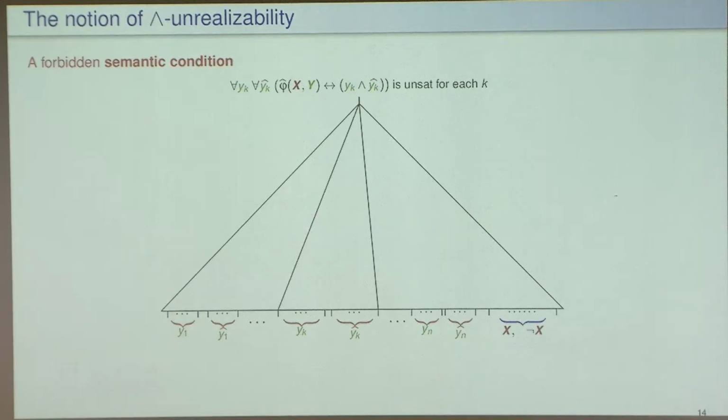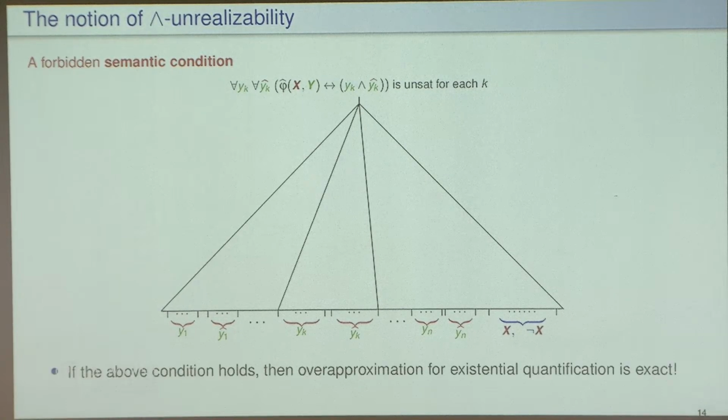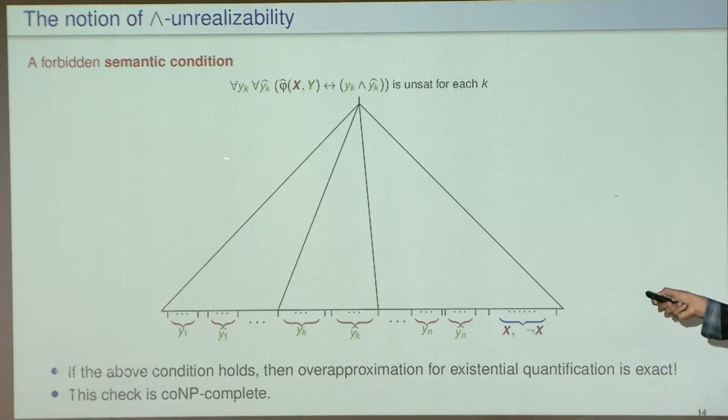So this gives us actually a semantic forbidden condition. If we could ensure that for every k, for all yk hat, the phi hat does not behave as a conjunction of yk and yk hat, then we can be guaranteed that we can always do this existential quantification without the potential doubling, and hence this gives us a condition for doing synthesis easily. Notice that this semantic condition is something which is co-NP complete. It requires a co-NP complete check.